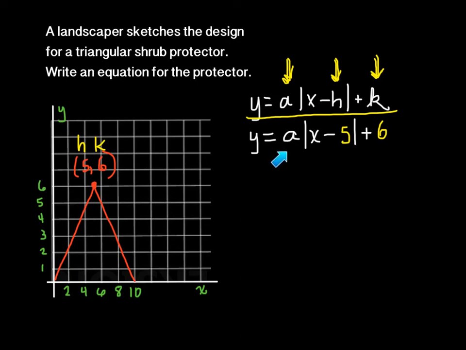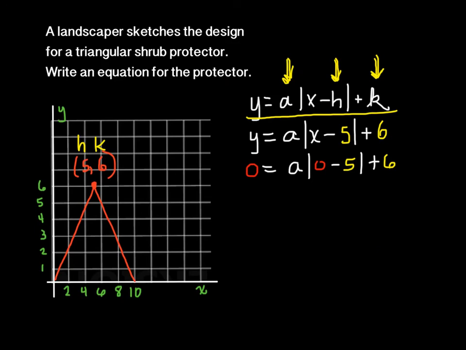So I must be able to do something to solve for the a, which means I must be able to get an x and a y from the graph. And I can see right here that I have the point 0, 0 on this graph, or 10, 0. But 0, 0 is way easier to plug in. So I'm going to plug in the 0, 0 point. So y equals a times the absolute value of x minus h plus k.